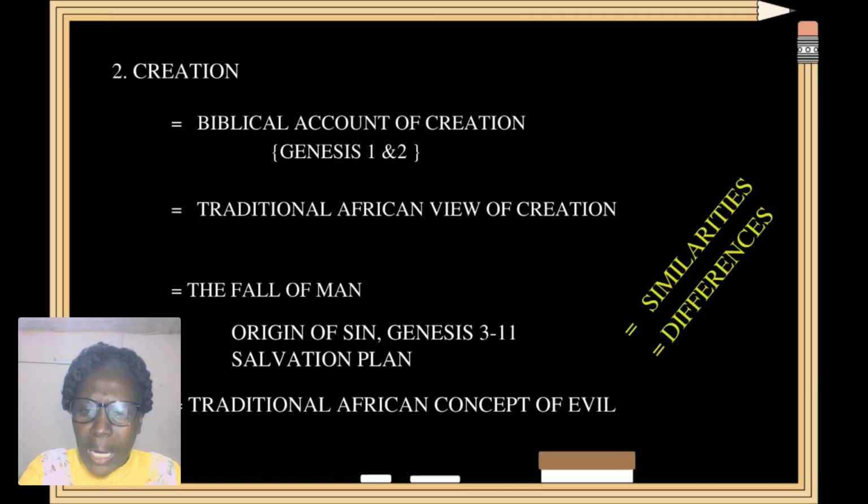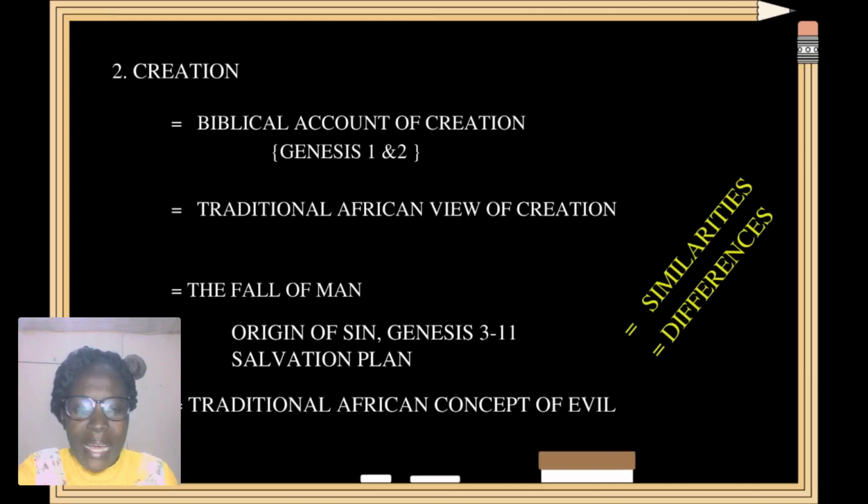And then we ask ourselves, why are we having two accounts of creation? What are the similarities between the two? Or maybe even what are the differences between the two? We also compare it with the African tradition view of creation. How does the African view creation? Because Africans also have an explanation of how creation came into being.